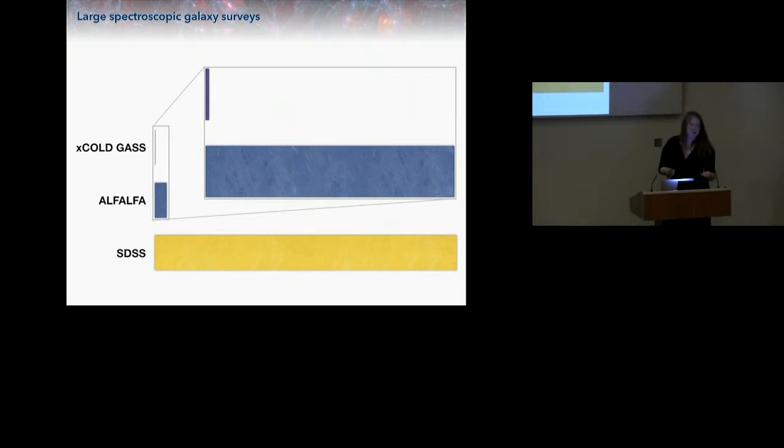The reason is that it's extremely time consuming. These 500 galaxies took about 1,000 hours of telescope time. So 100 nights at the telescope getting these data. So a rate of about 5 galaxies per night, as opposed to something like SDSS, where you can get 5,000 spectra per night.